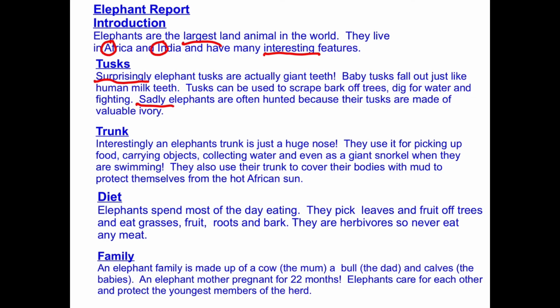We've got adjectives like valuable. We've got a conjunction. We've got because there. And we've got an exclamation mark as well. You don't have to use those, but they do make it sound a bit more interesting. And we've even got a comma there because we've got the start of a list.